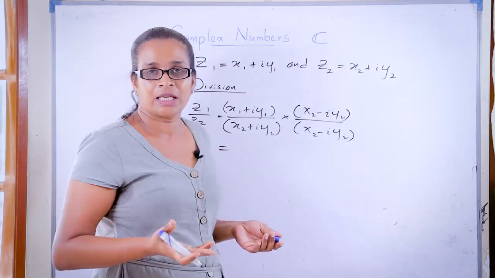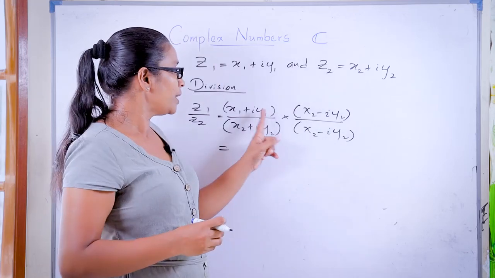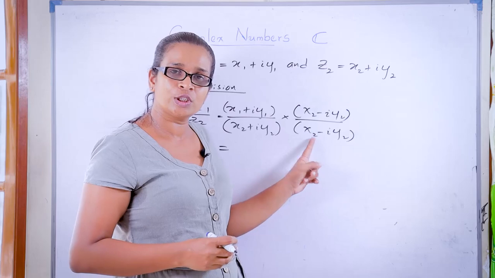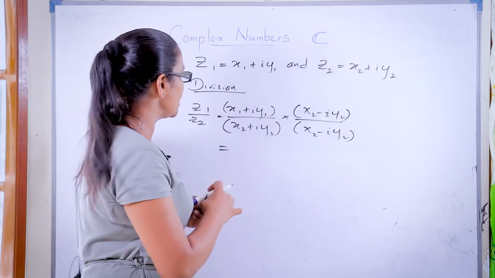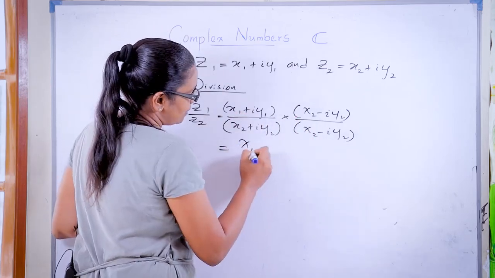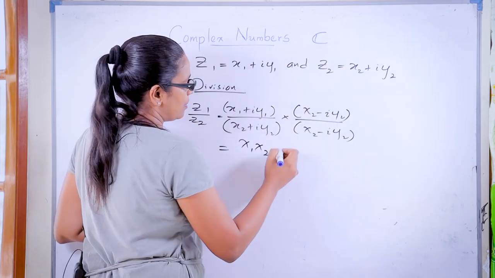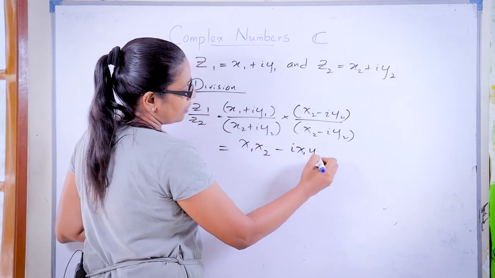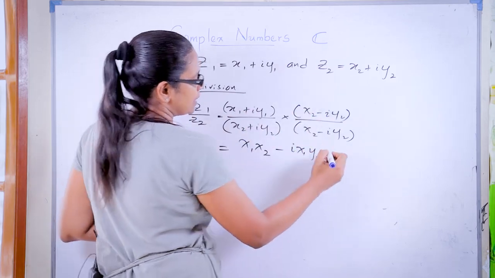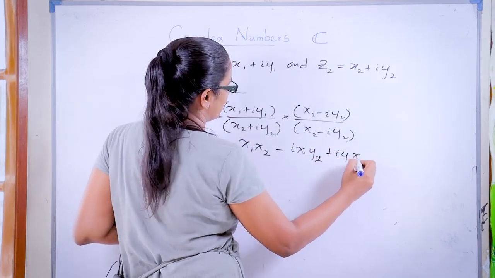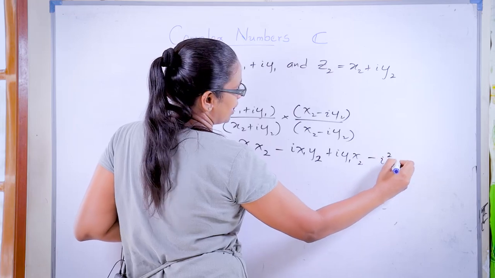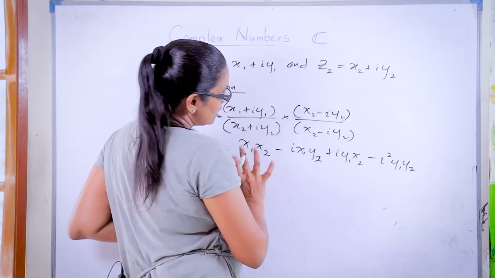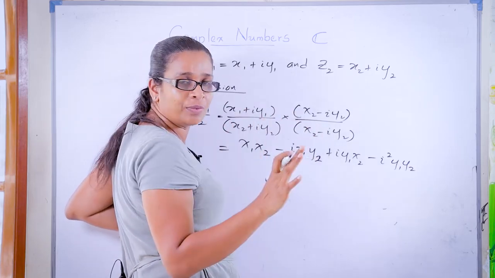Let's do the multiplication now. In the numerator, there's a multiplication of these two brackets. In the denominator also, there's a multiplication. So, let's do it. This one, x1 x2, and this one minus i x1 y2, sorry. Multiply this one, i y1 x2 minus i squared y1 y2. Those are the result of the multiplication of the numerator.